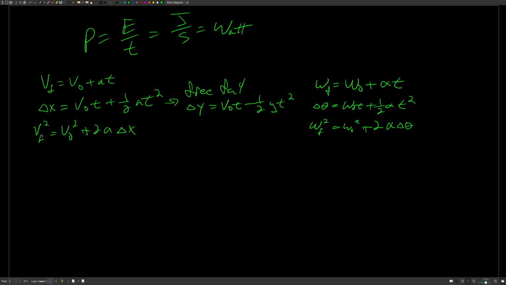Okay. So there's the 2 different versions of kinematics. Almost all the questions you're asked have constant acceleration in some fashion. So it's a question of whether or not you can make use of it.